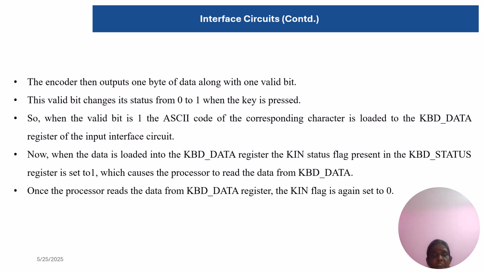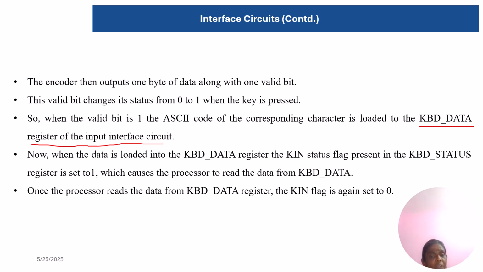1 means data is flowing. So when the valid bit is 1, the ASCII code of the corresponding character is loaded into the keyboard data register, or the input interface circuit. So input means keyboard. Keyboard data register means it is accepting the character. All 8 bits are the corresponding character pressed through the keyboard. That is what it means.